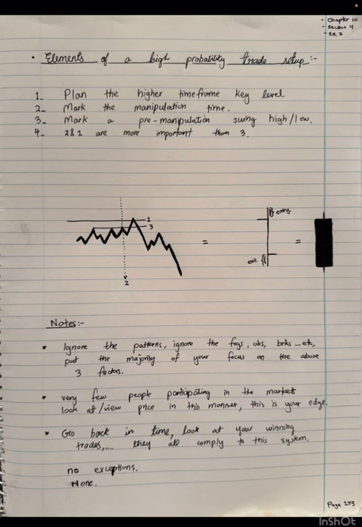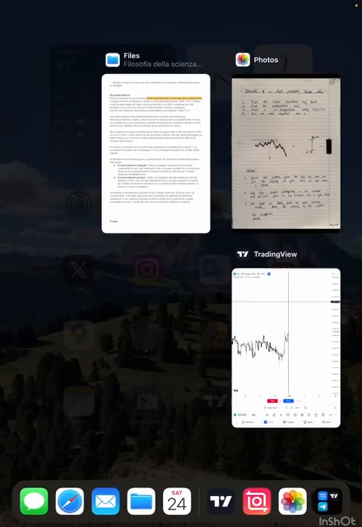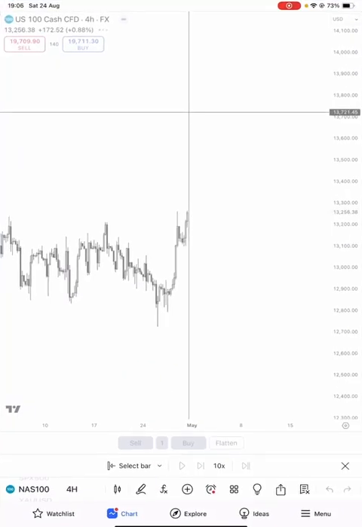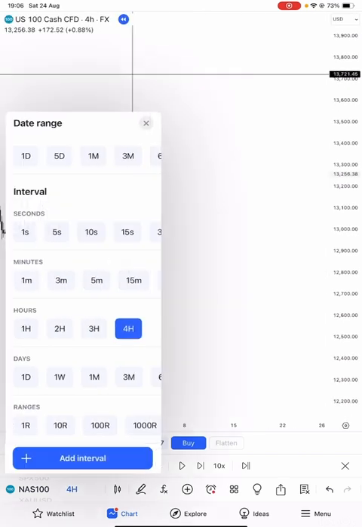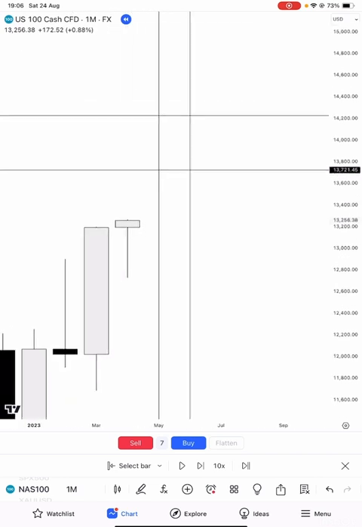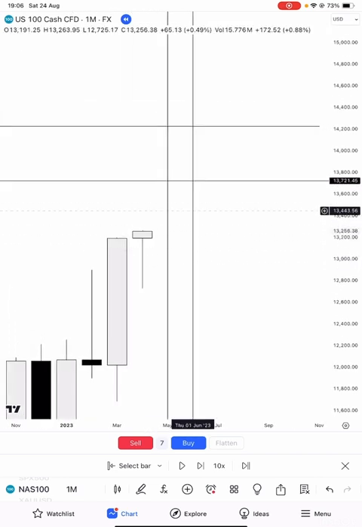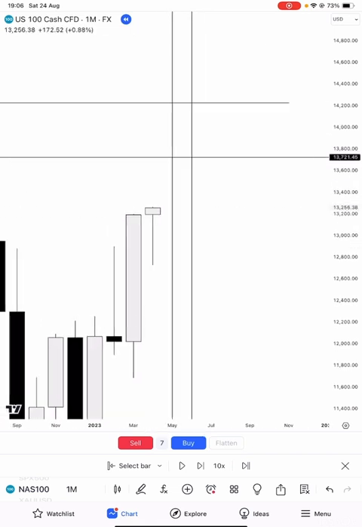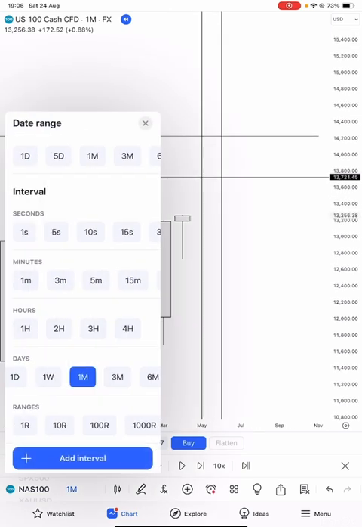So plan the time frame key level. Once you have the bias, mark the manipulation time, mark a pre-manipulation swing high or low, liquidity pool. So I will break this down. Okay, so we have developed the bias for the next monthly candle. We have marked the opening time and the closing time. That's the manipulation time. Well, there is a discussion, but use the opening time and also mark the closing, because you should know when to exit. There is a specific time.